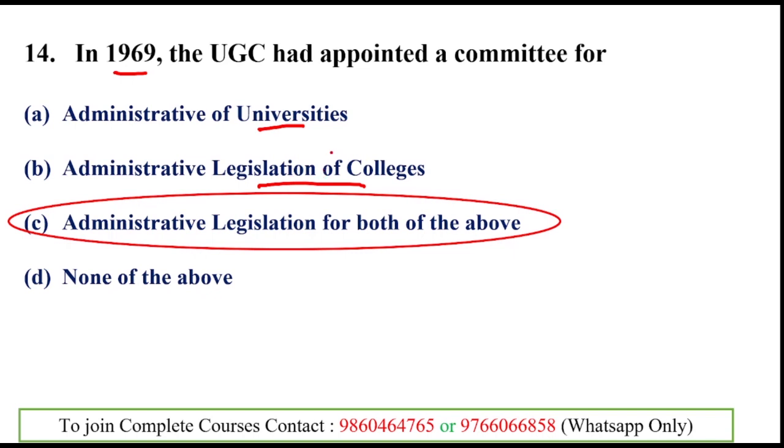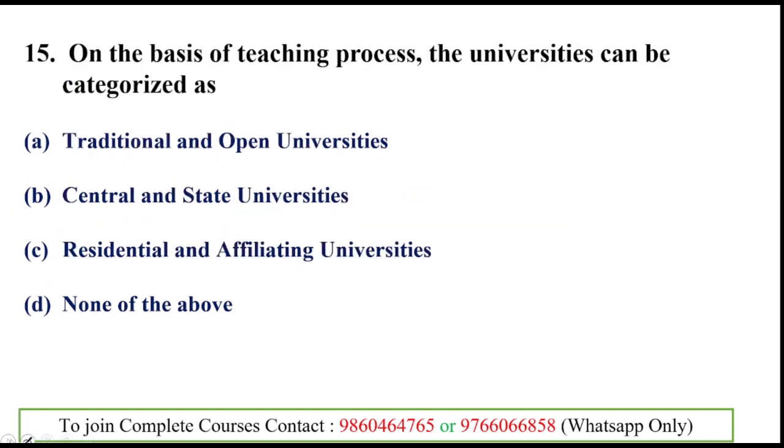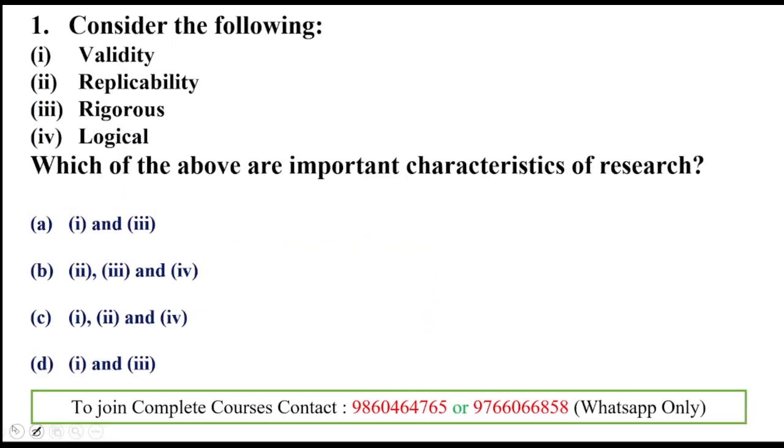Clear? And we move into the homework one. This is a homework question. On the basis of teaching process, the universities can be categorized as. In the earlier question we saw organizational basis, that is divided into residential and affiliating, and this is the teaching process. Under teaching process, the university can be categorized as which of the following universities. Find the right answer for this question and comment it.